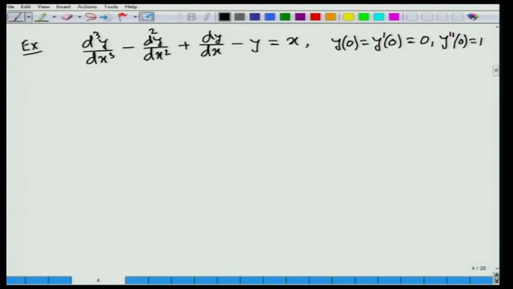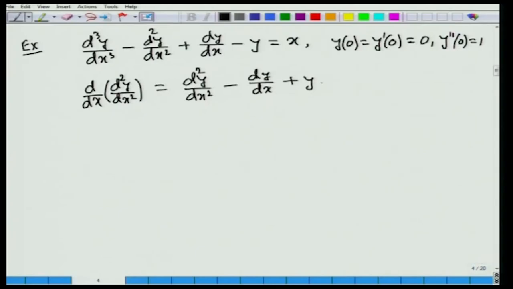So, if we proceed in a similar manner, first of all from the given equation we can write d dx of d2y dx2, that is equal to d2y dx2 minus dy dx plus y plus x. Now, we have to integrate this from 0 to x. So, after integration you can find d2y dx2 minus d2y dx2 at x equal to 0, this is 1.